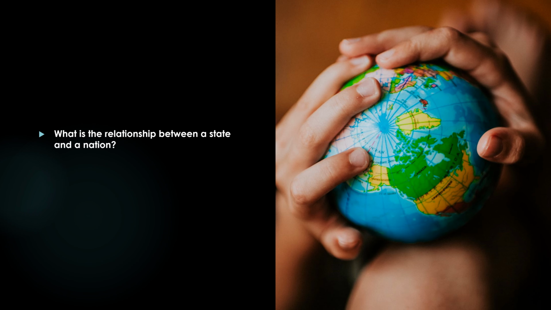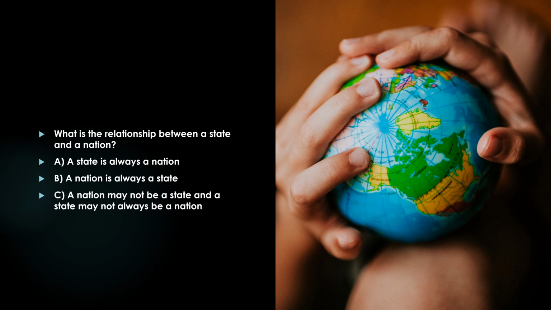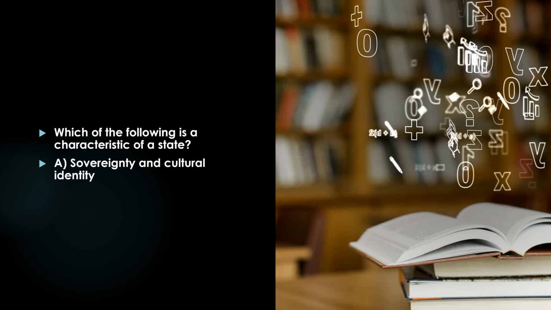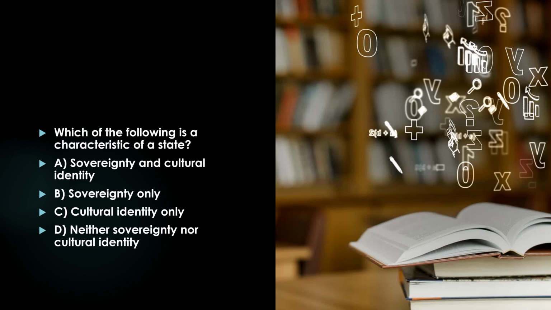What is the relationship between a state and a nation? A state is always a nation. A nation is always a state. A nation may not be a state and a state may not always be a nation. A state and a nation are interchangeable terms. Answer C, a nation may not be a state and a state may not always be a nation. Which of the following is a characteristic of a state? Sovereignty and cultural identity, sovereignty only, cultural identity only, neither sovereignty nor cultural identity. Answer B, sovereignty only.